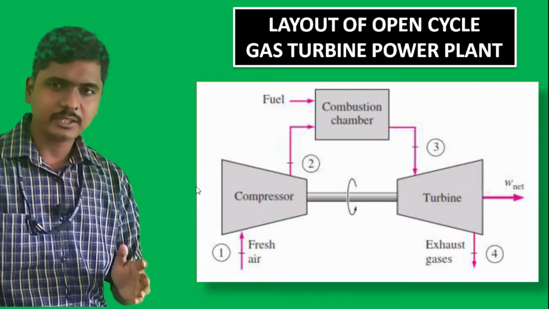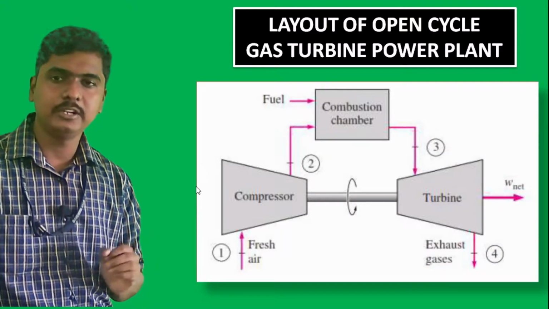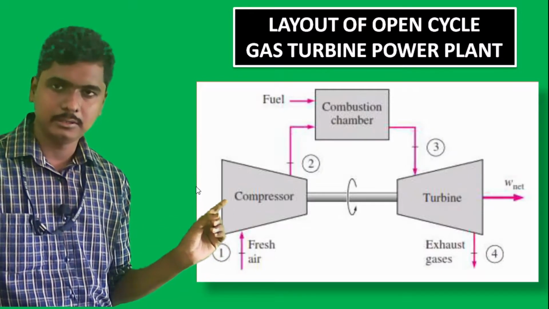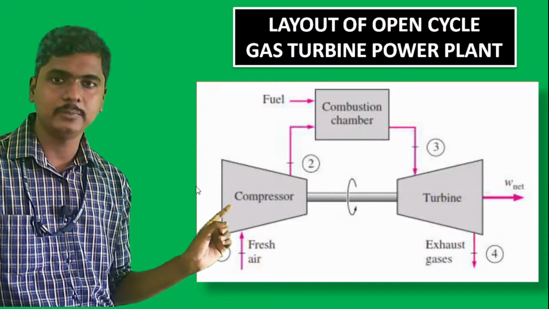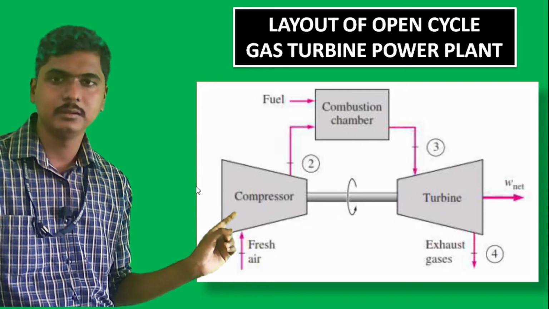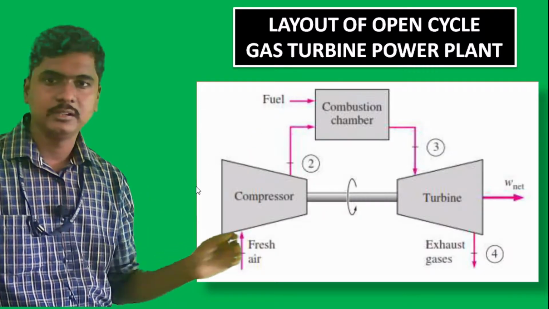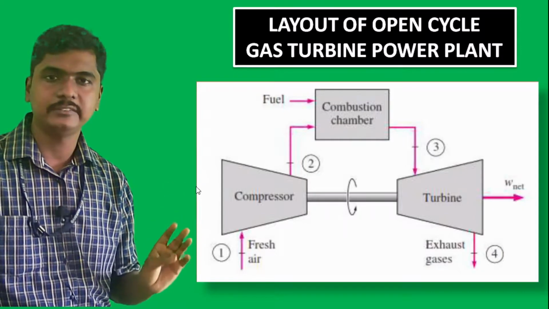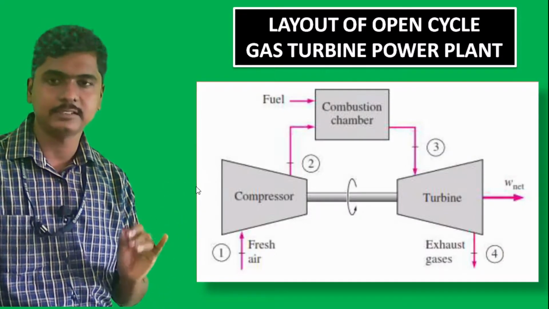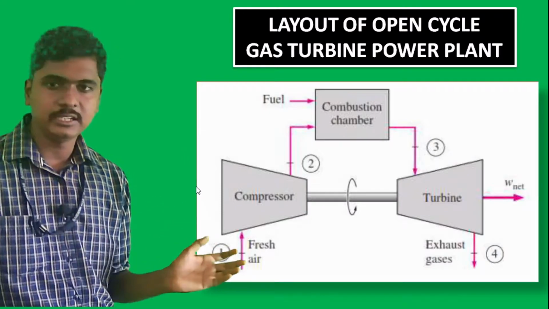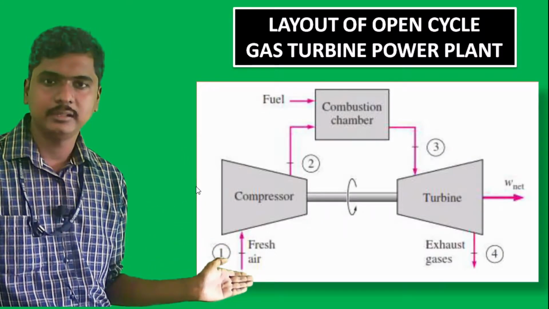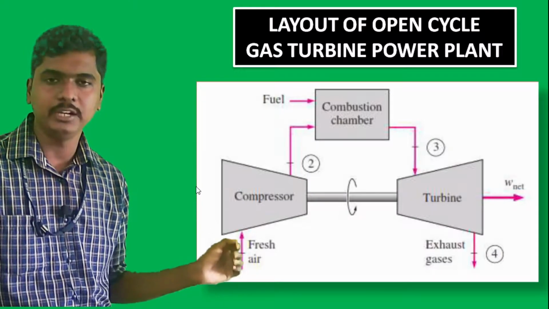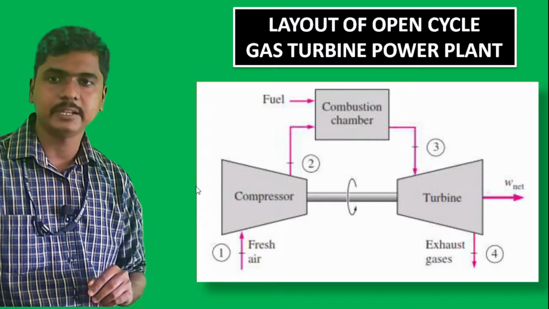So here you can see mainly three components are there. The first one is the compressor, that is the essential component, or the first component of an open cycle gas turbine power plant. Then the combustion chamber, and the next one is the turbine. Okay, so these are the three important parts of an open cycle gas turbine power plant. And here the working fluid is nothing but atmospheric air. We can use this air as a working fluid in case of an open cycle gas turbine power plant.